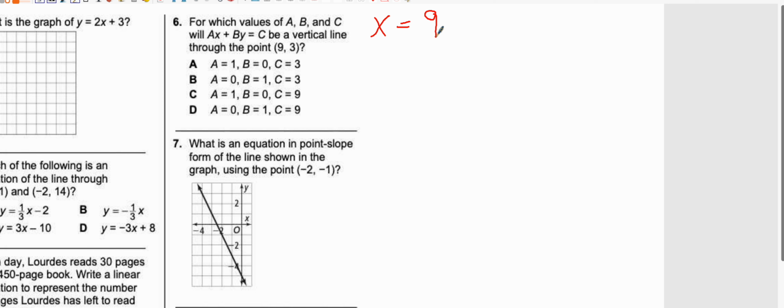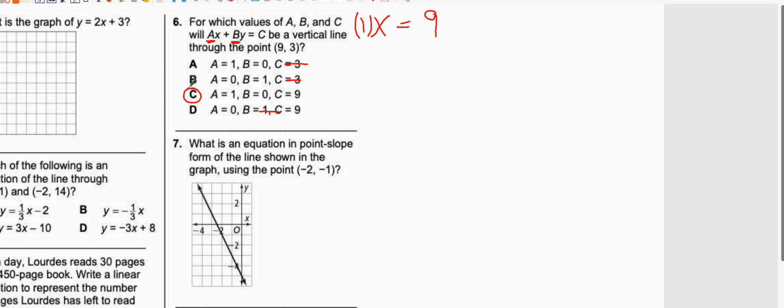So if we think of the equation, what does a need to be? 1. A needs to be a 1 times x, right? What does b need to be? 0. It needs to be 0, so it goes away. And then what does c need to be? 9. C needs to be 9. So here c is 9, can't be these two. B needs to be 0, can't be this one. And so a needs to be 1, it's got to be c.